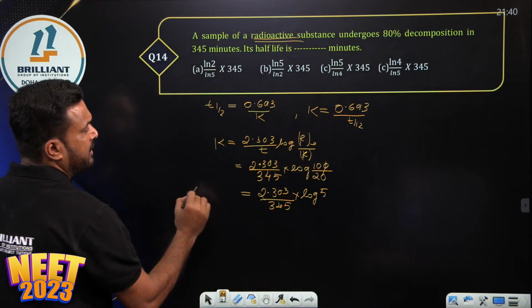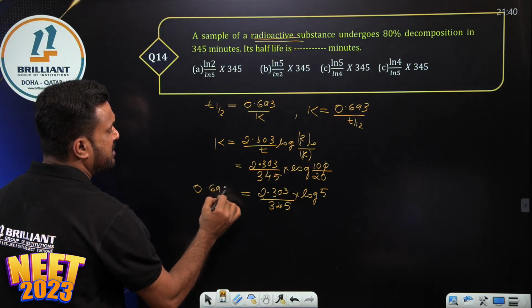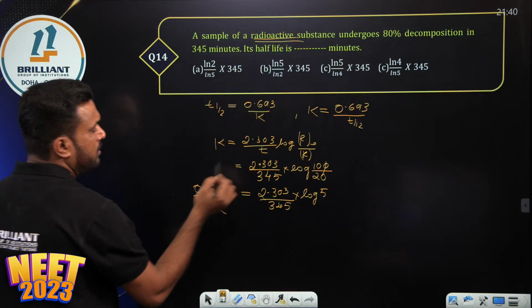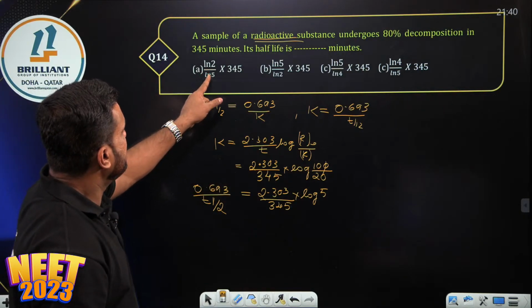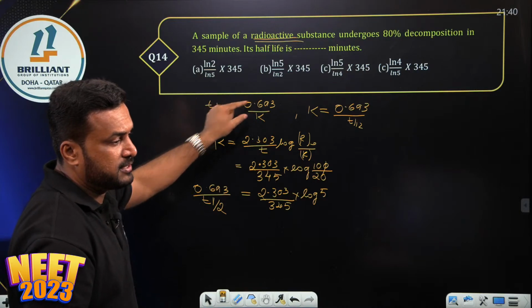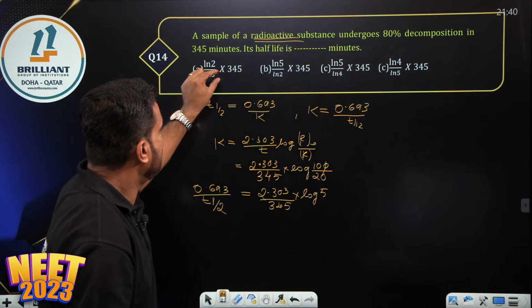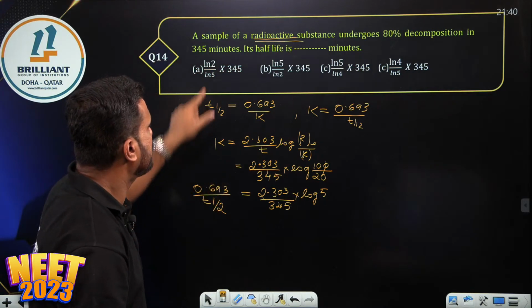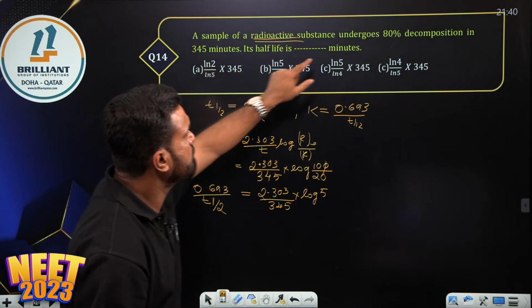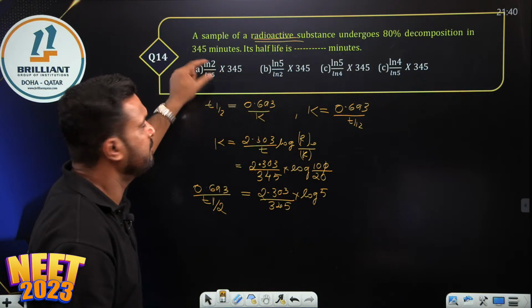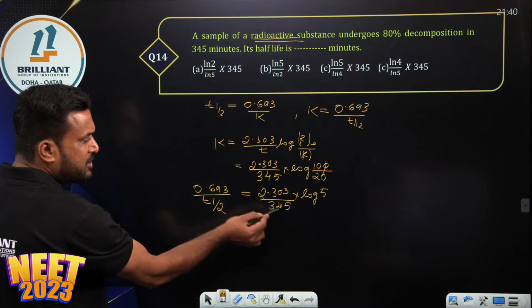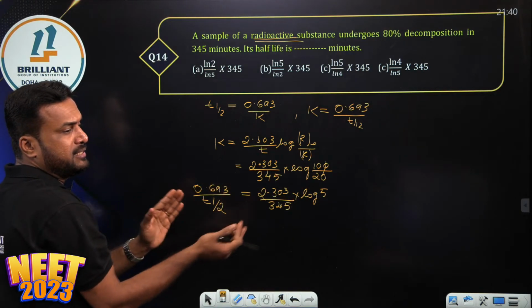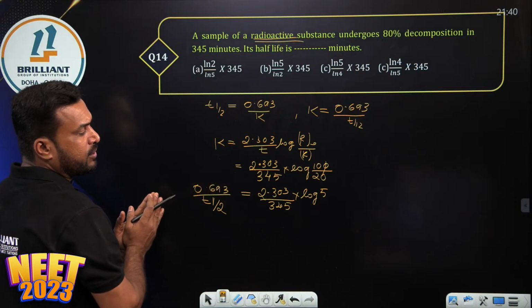K is equal to 0.693 divided by T half. But for this type of question you have to check the options, then solve accordingly. Otherwise you will be in trouble, because the answer options have two log values, log 2 and log 5. But when we solve now, we have only one log value, which means one of the values we need to change into a log.